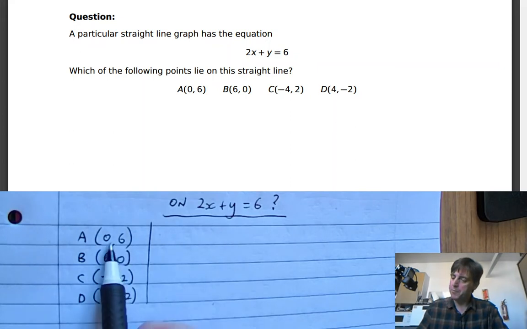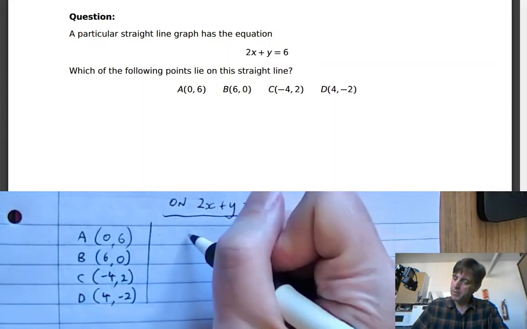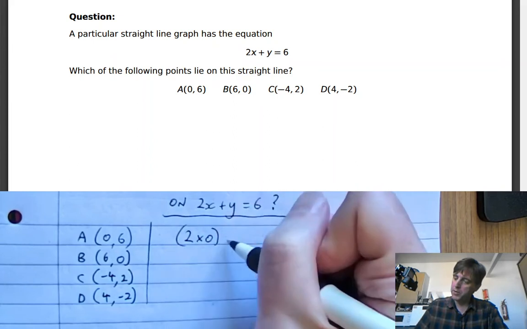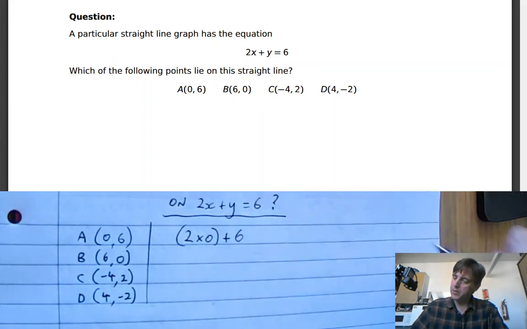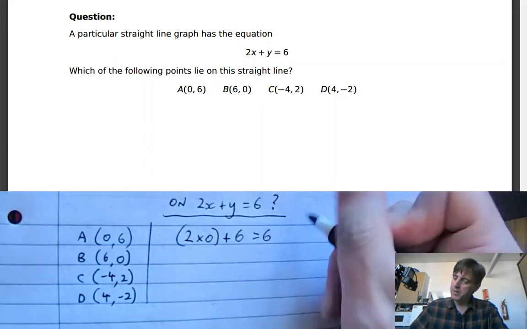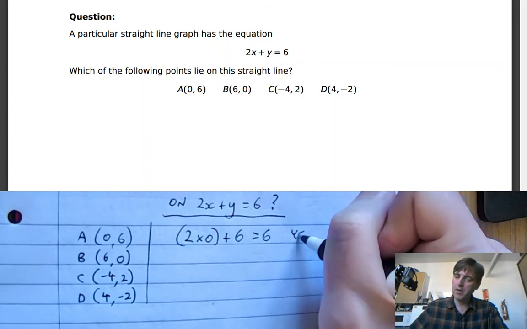So for point A, with the x coordinate of 0, we're looking at 2 times 0 here, plus a y coordinate of 6. Does that equal 6? Yes, it does. So that one works.